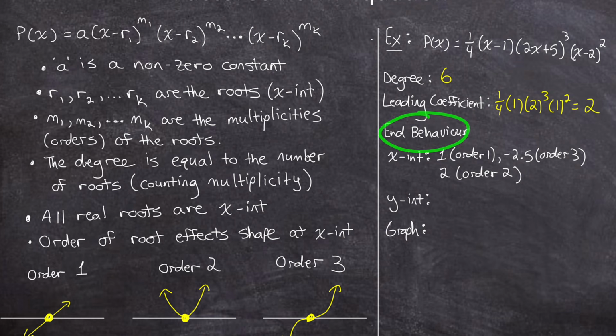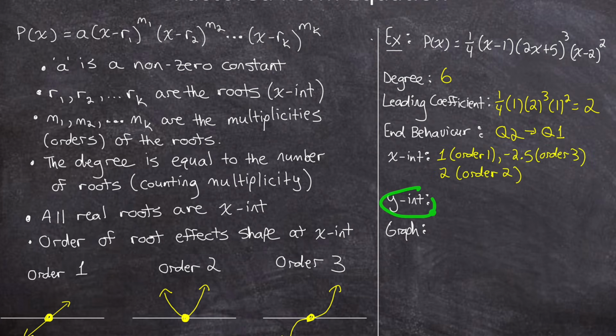Now end behavior. We have an even degree with a positive leading coefficient. I know that goes from quadrant 2 to quadrant 1. And we've already found the x-intercepts with their orders. Let me change the color of this to yellow to keep it consistent.